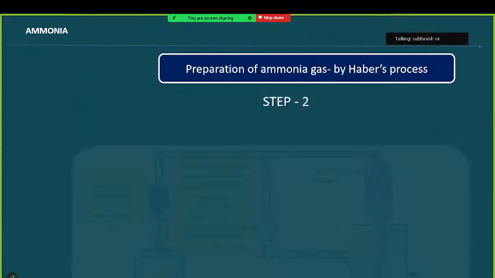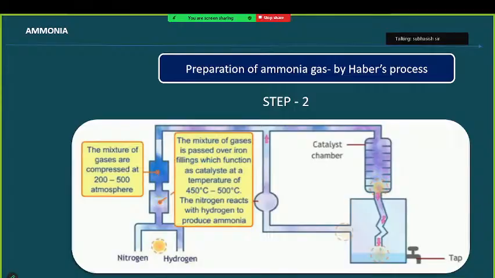Then, in step 2, this mixture of gases is passed over iron filings. Iron is used as a catalyst, and at a temperature of about 450 to 500 degrees Celsius, nitrogen reacts with hydrogen, with the pressure around 200 to 500 atmospheres, and it can be increased up to 900 atmospheres also. So in step 2, they react with each other with the formation of ammonia.